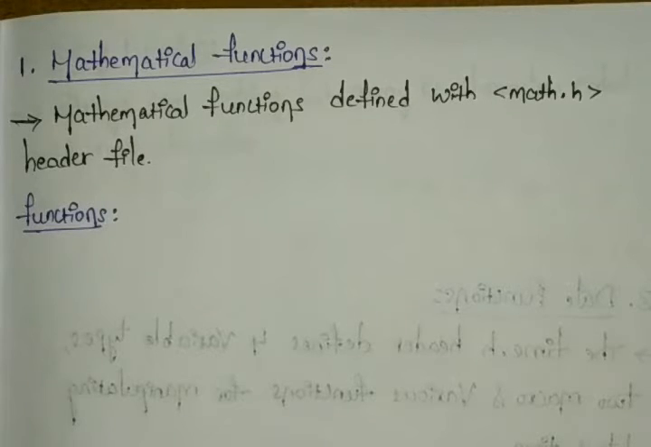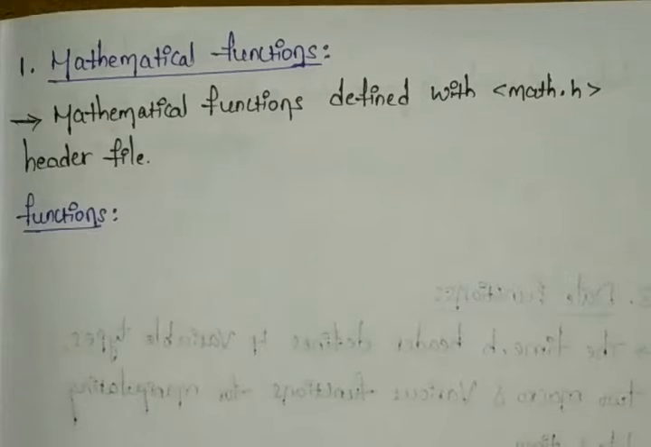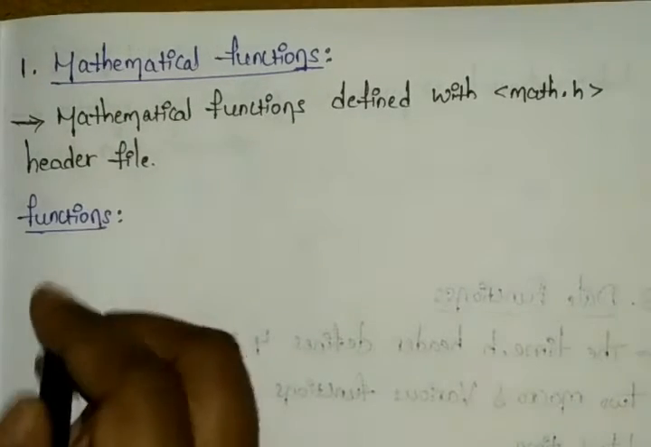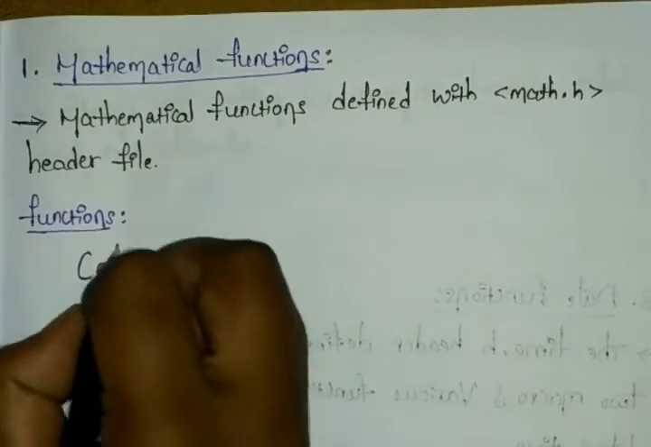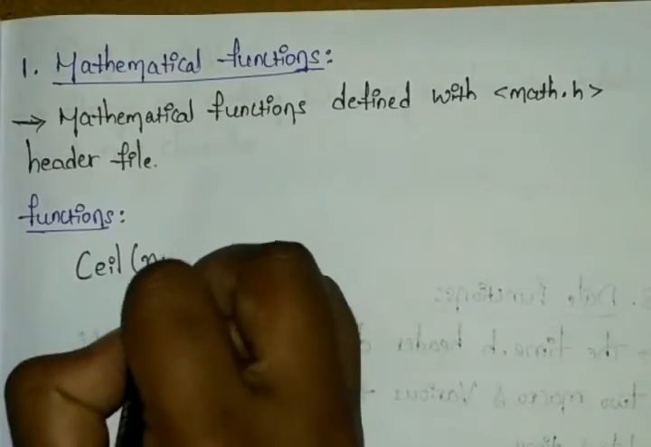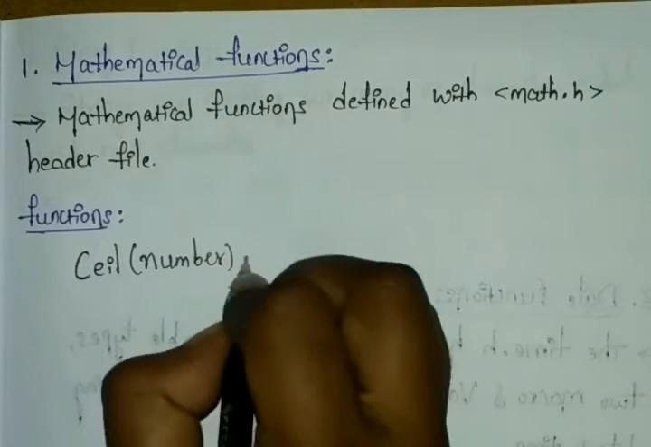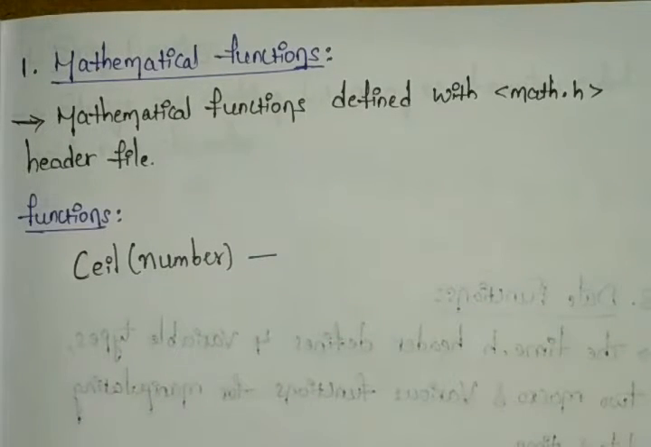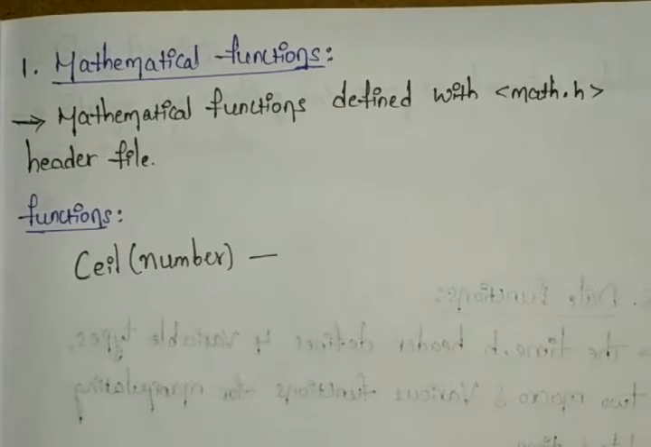So in the mathematical functions, we have some functions. Those functions are like here we have the ceil. The ceil will take a number. Whatever number you have, it gives the round of the given number, and it returns the integer value which is greater than or equal to our given number. Just for example, here I'm choosing the ceil with a number.